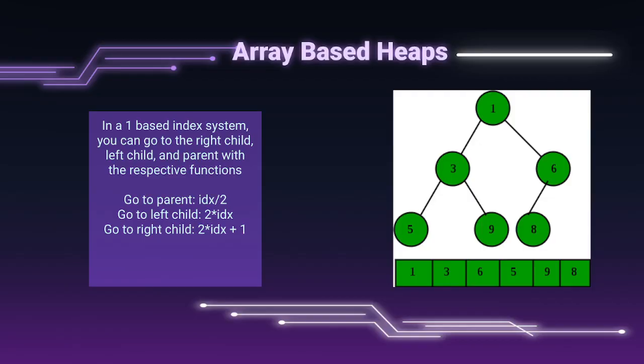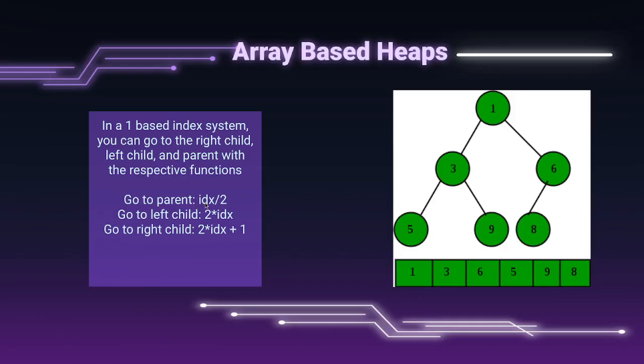Even if you don't know the formula by heart, you could just write out an array and see, let me mess around with this. It should be something similar to this. You could find, I could go to the parent by using this, or I could go to the right or left child using this. It's pretty similar. With a 0-based index system, it's index minus 1 divided by 2. So it's a very small change.